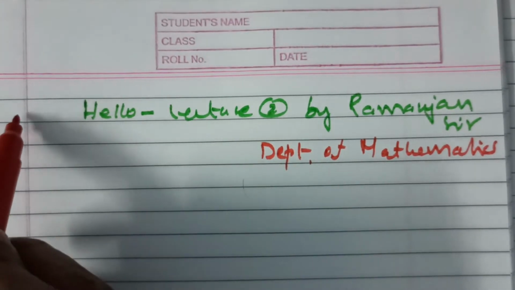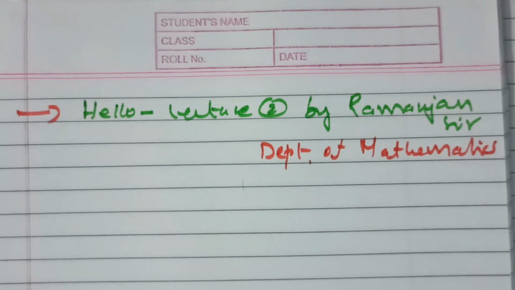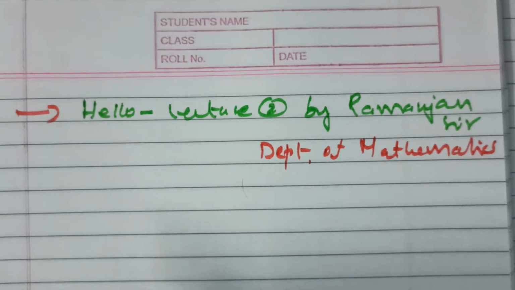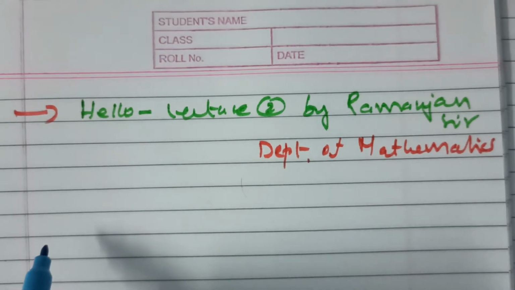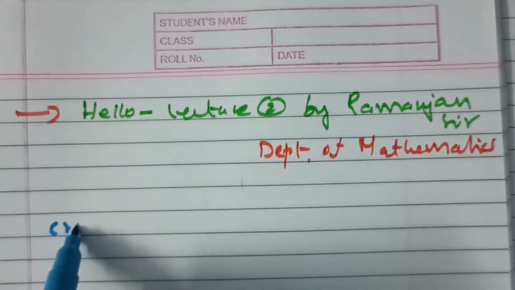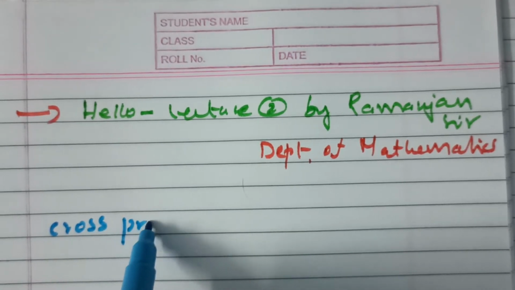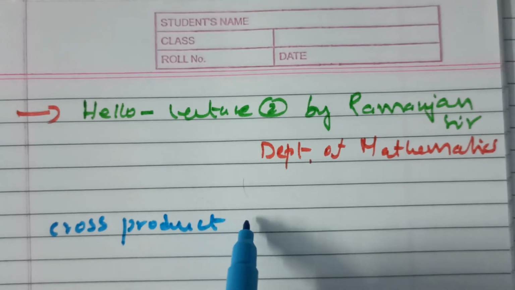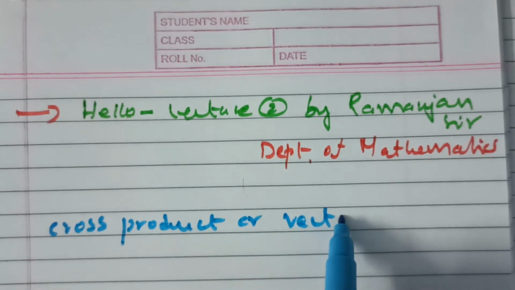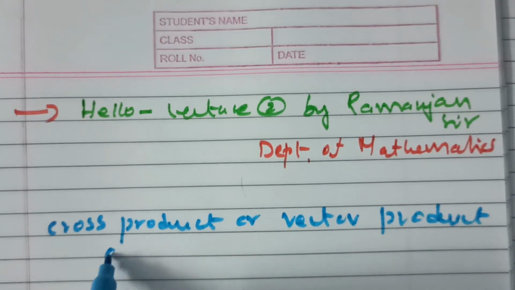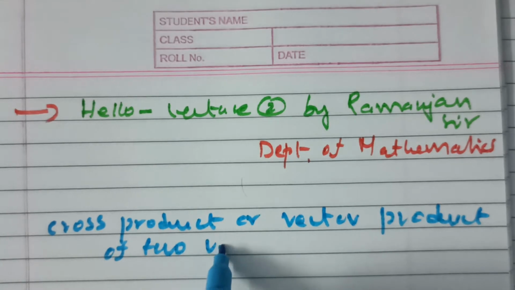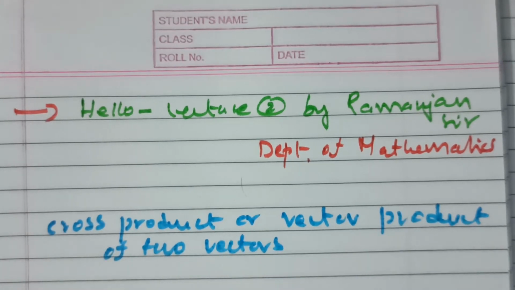Let us see, in continuation of lecture 1. In continuation of lecture 1 we completed the dot product or scalar product of two vectors, whereas now the cross product or vector product of two vectors. Vector product of two vectors.